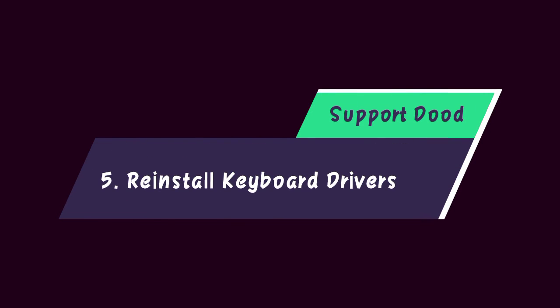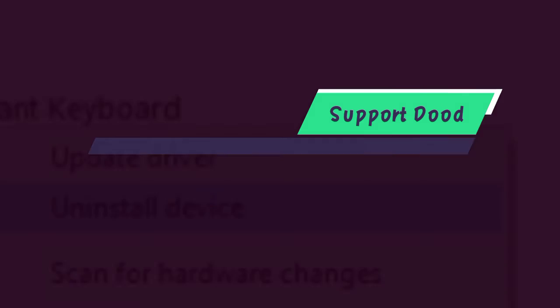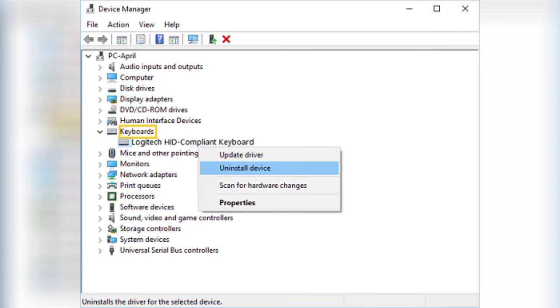Number 5. Reinstall keyboard drivers. How to? Let us see. Reinstalling keyboard drivers helps to troubleshoot shortcuts not working issue. Press Windows key plus R, then type devmgmt.msc to open Device Manager, find Keyboards and then right-click on your keyboard device. After that, select Uninstall.